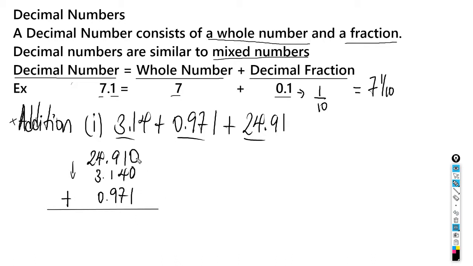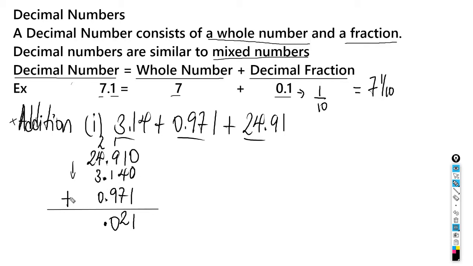So 1 plus 0 gives me 1. 7 plus 4 plus 1 gives me 12. Then 9 plus 9 is 18, plus 2 gives me 20, so it's 2, 0. And I put the decimal point here. Don't forget the decimal point, guys. Line them up, line them up, line them up.